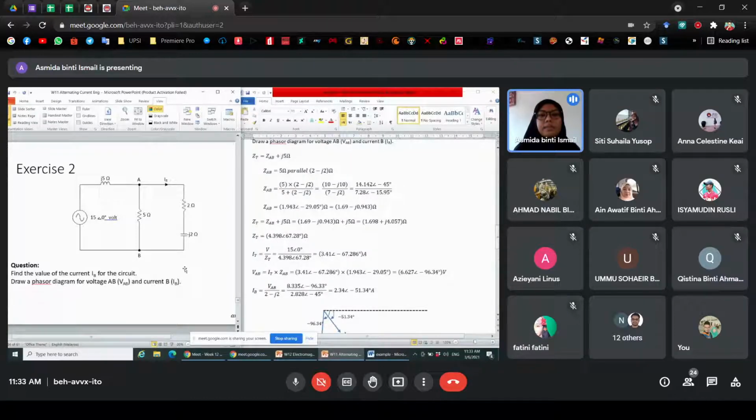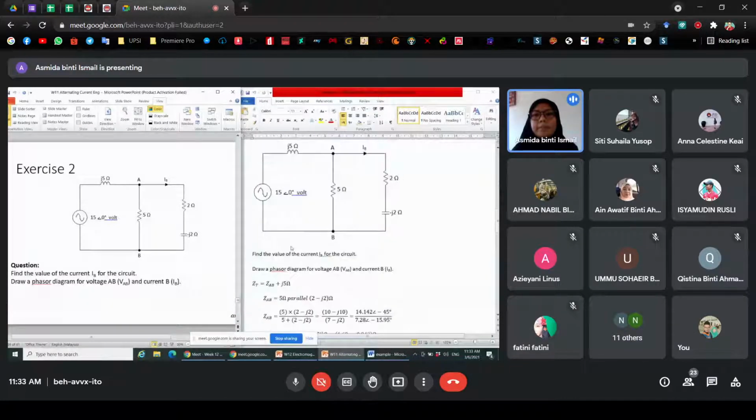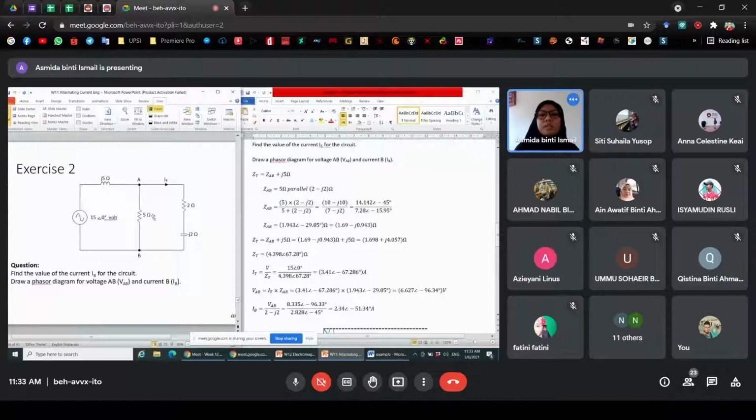After you get the value for the IT or total current, you can find the value for the VAB. What is the value for the VAB? VAB is the voltage here. So VAB is equal to I total multiplied by the ZAB or impedance at this. So you get the value for the ZAB is 1.943 at minus 27.05 degrees. You multiply by the value for the IT, so you get the value for this voltage.